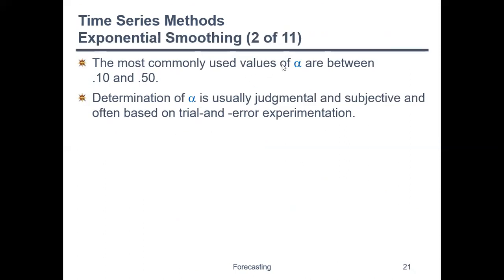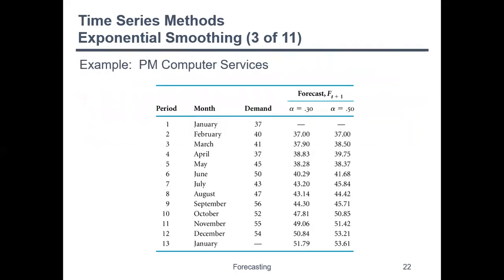Now, the commonly used values for alpha are usually between 10 and 50%. So these are the commonly used. It's between 10 and 50%, depending on whatever the lecturer is asking you to find. Usually between 10% and 50%. So let's look at an example here.